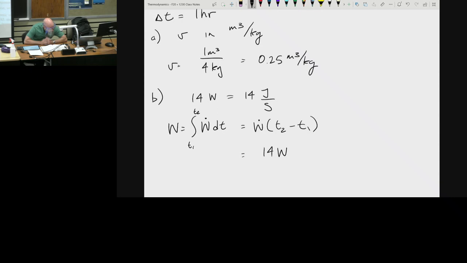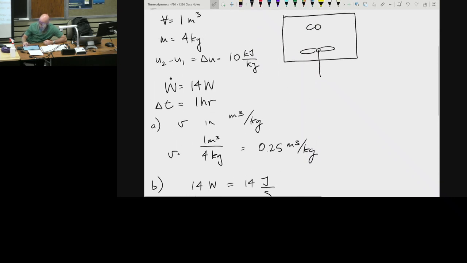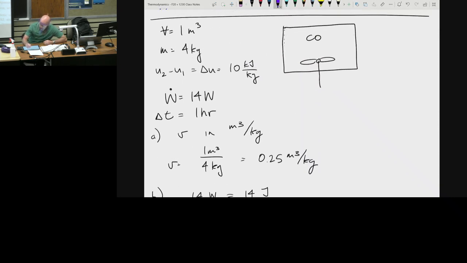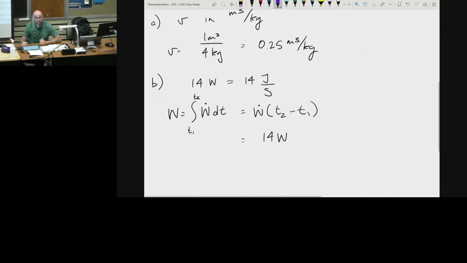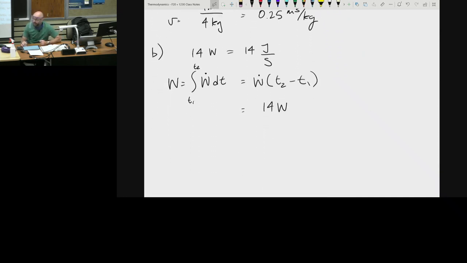Let's read what the problem statement says. It says, during the process, the wheel is fitted with a paddle wheel that transfers energy to the carbon dioxide at a constant rate. Well, let's make sure we did this up here, but what is my system? My system is the carbon dioxide. I should officially make sure that's my system. So is this positive or negative? It should be negative. The surroundings are acting on the system. Something outside of the system is spinning that paddle wheel, and that's putting energy into the system from the surroundings. The system is not creating the 14 watts, something outside is. So that's going to be a negative.